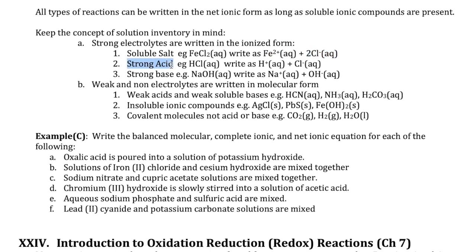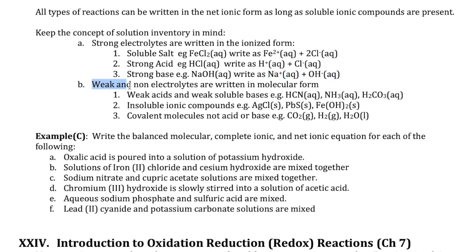A strong acid. HCl is an example of a strong acid, so we would write it as H plus and Cl minus. Now, I will tell you in a second what is considered a strong acid and what's considered a weak acid, but right now, just keep in mind that a strong acid is a strong electrolyte, so we have to write it as separated ions. Strong bases are also considered strong electrolytes, so we're also going to write them as separated ions. So NaOH would be written as Na plus aqueous and OH minus aqueous.